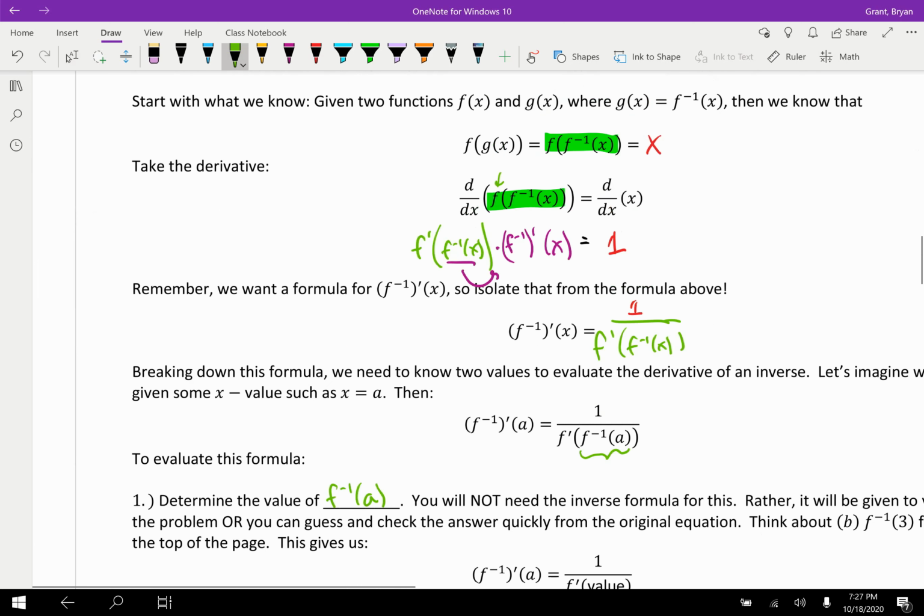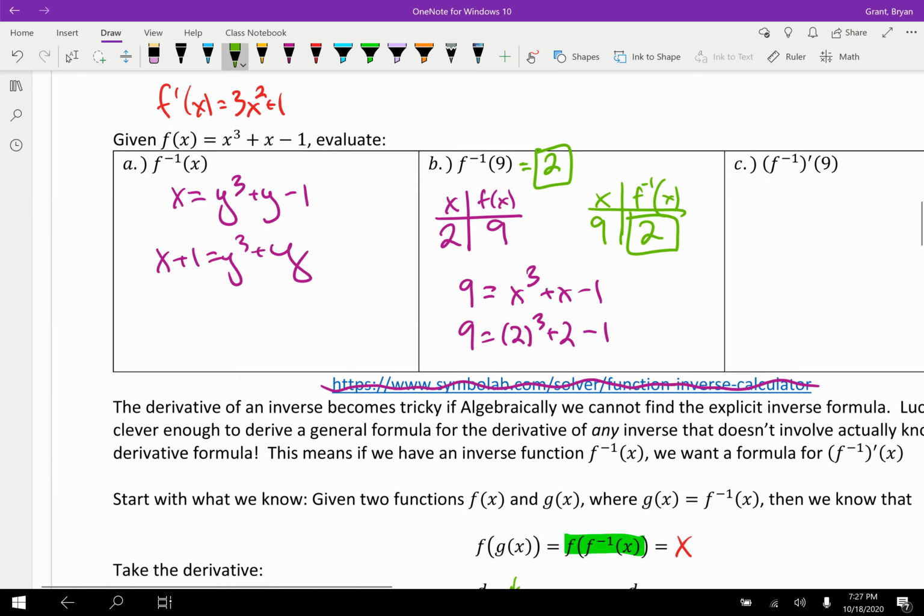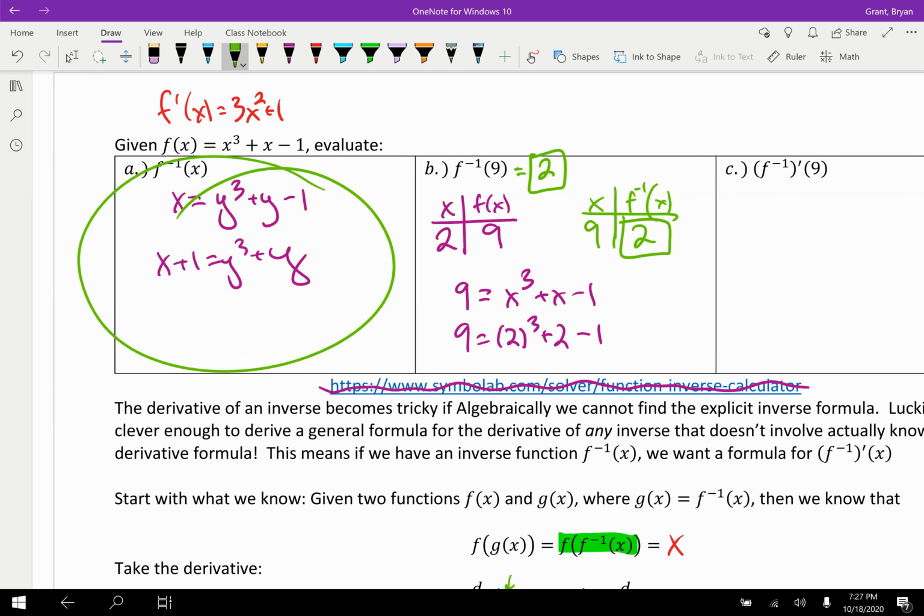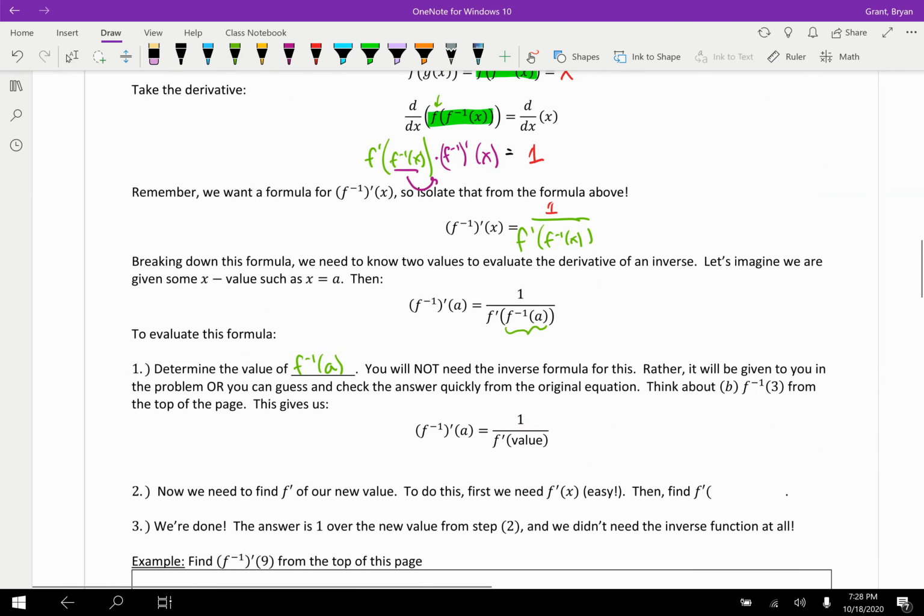Well, most of them are going to look like what we did up above. You will not be able to find the inverse. So either they are going to give you the value, right? Think of this as f inverse of a. We found f inverse of a. We found that that was 2, and they're either going to tell you it's 2, or it's going to be a very easy problem to set up so that you can see it's 2. So that's our first step.